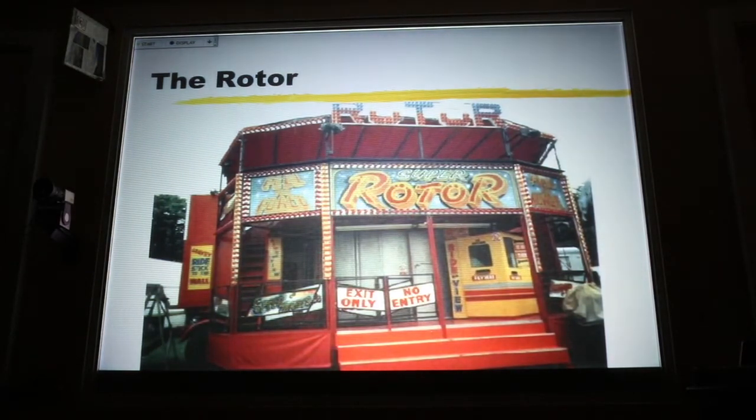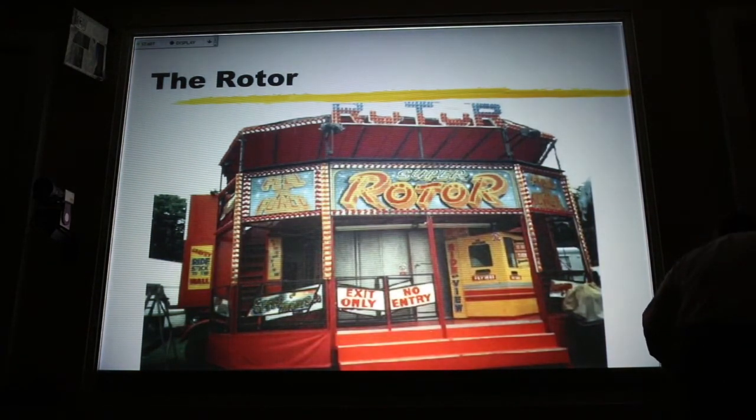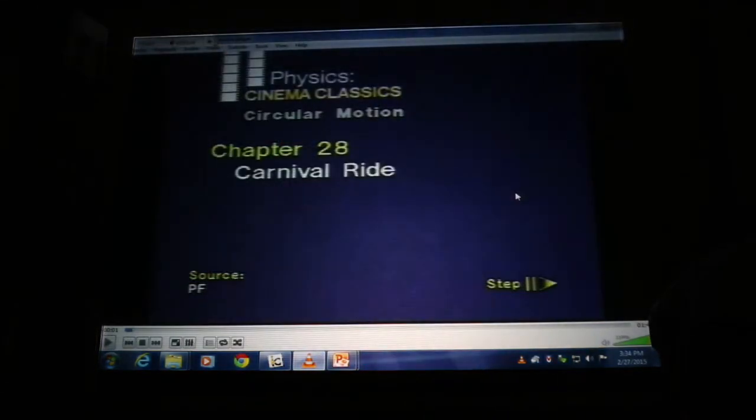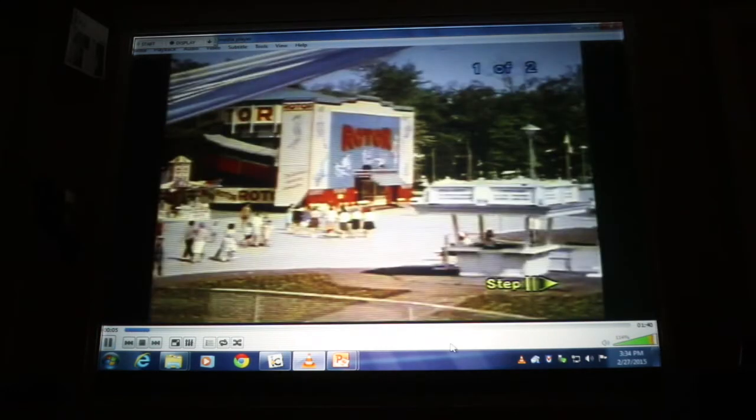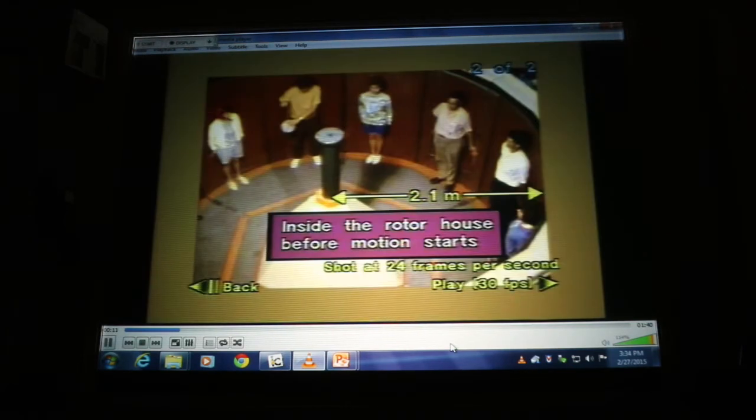This is a carnival ride called the Rotor. You may have called it the Gramatron. That's what they were wearing when I was alive. Yeah. And you get inside, and then they get this thing going.